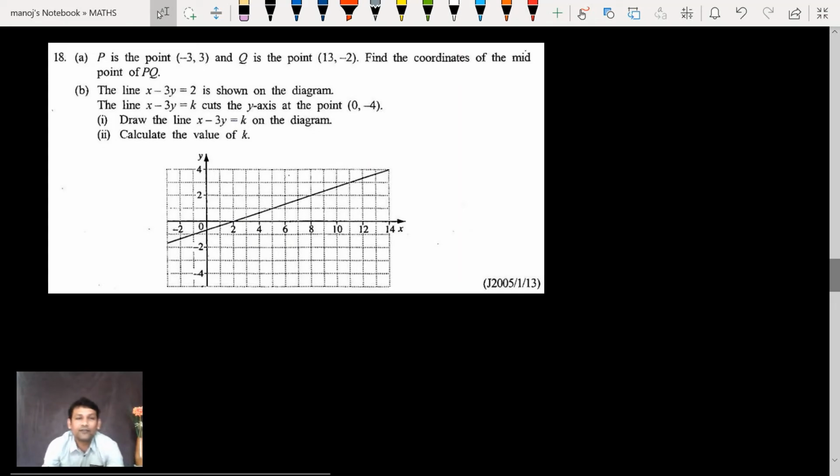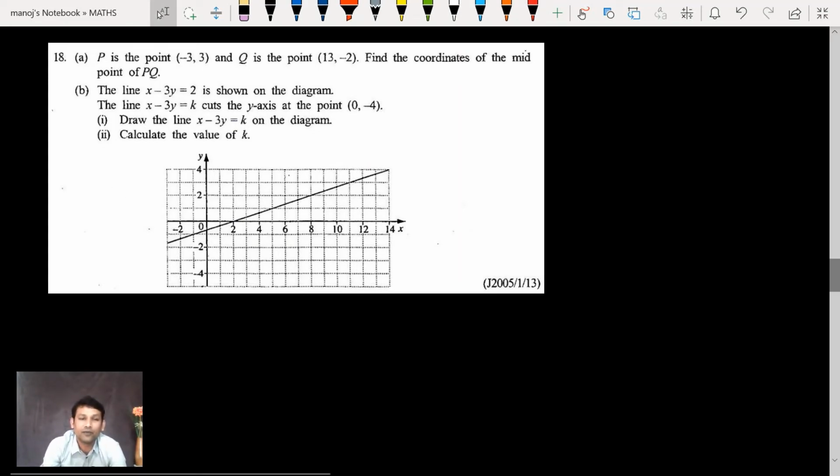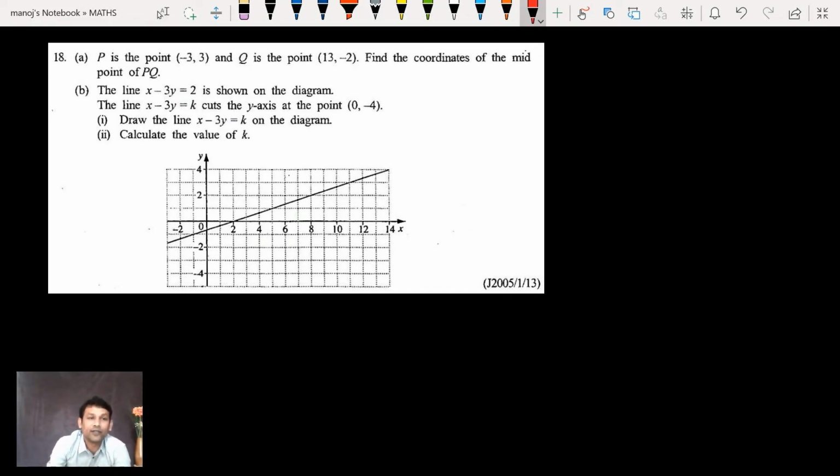Okay, this is a little bit different part because the graph is given, and I have discussed with you how we can find the gradient from the graph and how we can draw a sketch, a line, by using gradient and y-intercept. Okay, let's see what we need here. P is a point, Q is a point, find the coordinates of the midpoint. There is no problem to find the midpoint. B part, the line shown on the diagram is given here. You can see the y-intercept is maybe -1 or something else, maybe in decimal.